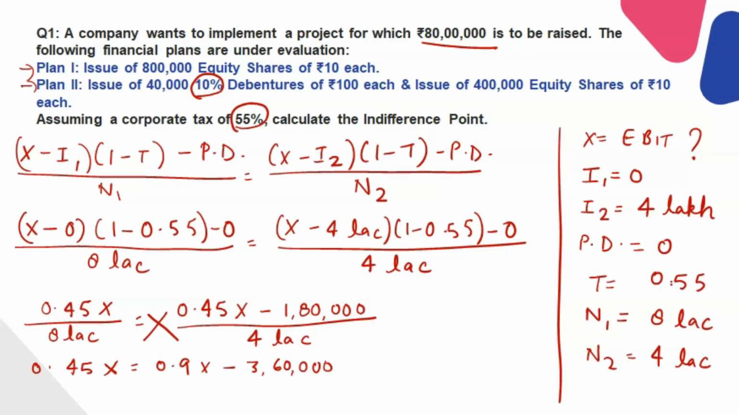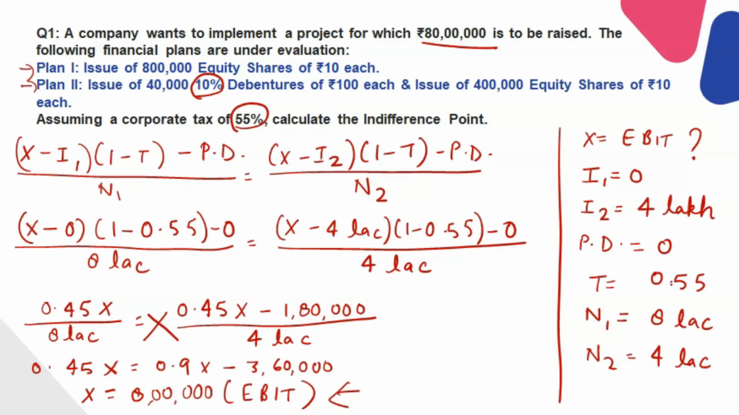So there will be 0.45X equals 3,60,000, and then X we will get as 8 lakh. So 8 lakh is the EBIT. So this is the indifference point. This 8 lakh is the indifference point, with the help of which, when EPS will be calculated in these two plans, the EPS will be the same.